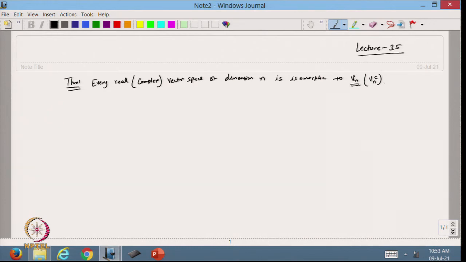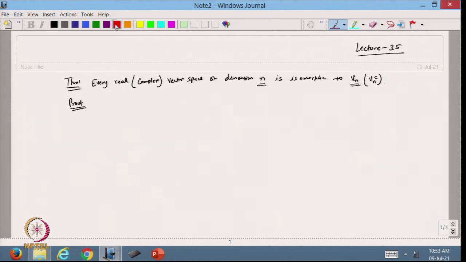So from here I can say that if I choose any vector space having dimension n, then it is isomorphic to Vn. So this one we want to prove.